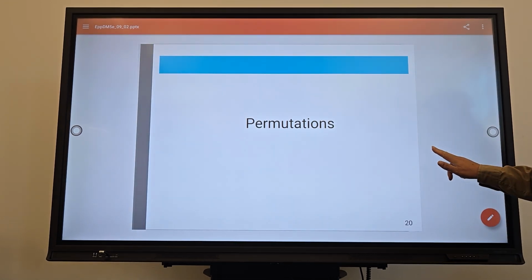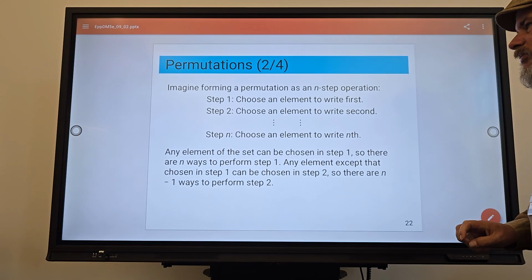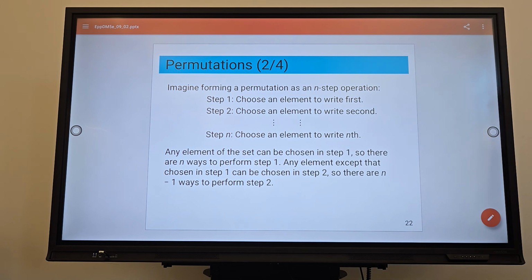Now, permutations. A permutation of a set of objects is an ordering of the objects in a row. For example, the set of elements A, B, and C has 6 permutations. In general, given a set of n objects, how many permutations does the set have? Well, you can imagine it forming an n-step operation where you choose the first element, then the second element, then the third element, etc., to the nth element. Any element of a set can be chosen in step 1, so there are n ways to perform step 1.